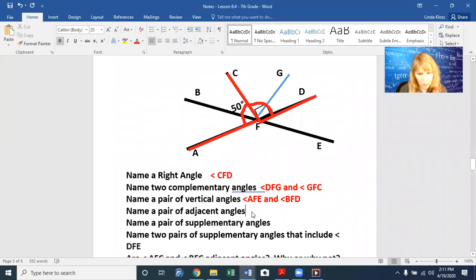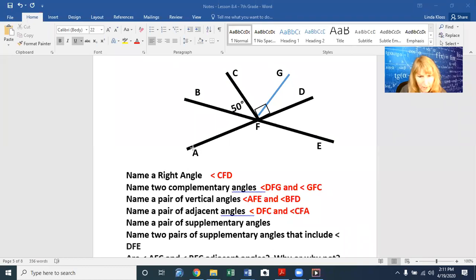Name a pair of adjacent angles. We decided it was angle DFC and angle CFA, and then let's highlight that in red. Okay, are there any other adjacent angles in that diagram? Let's clear our lines and see if we've got any others. Well, we sure do. Hopefully you're seeing that at home.